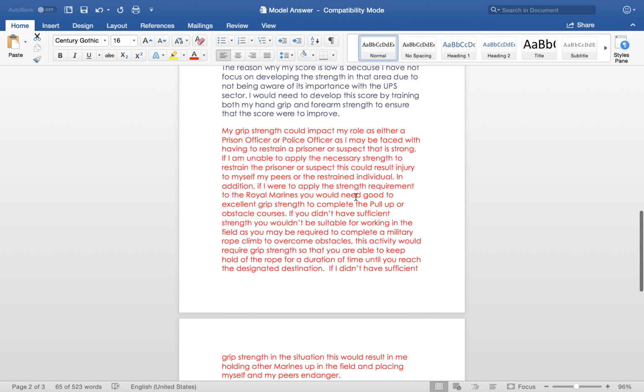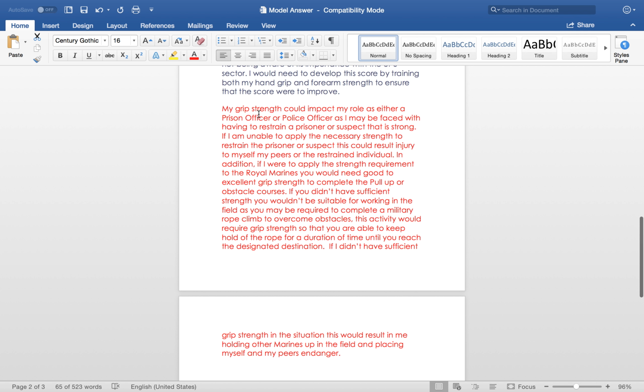I've then gone on to explain the strengths and areas for development in relation to public services. So my grip strength could impact my role as either a prison officer or police officer, as I may be faced with having to restrain a prisoner or suspect that is strong. If I'm unable to apply the necessary strength to restrain this prisoner or suspect, this could result in injury to myself, my peers, or the restrained individual.